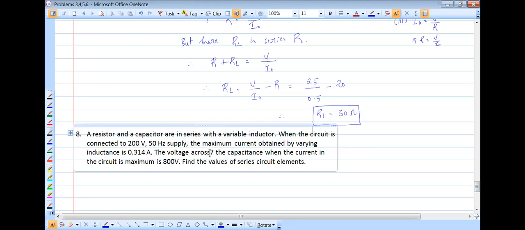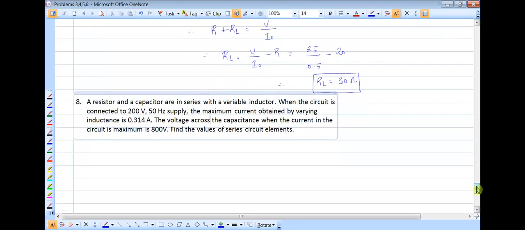The voltage across the capacitance when the current in the circuit is maximum is 800 volts. Again, they are talking about voltage across the capacitance. That means again we know VC at resonance. Understand that? VC at resonance, we know again. So what are they asking us to find out? Find the values of series circuit elements. Very similar problem.